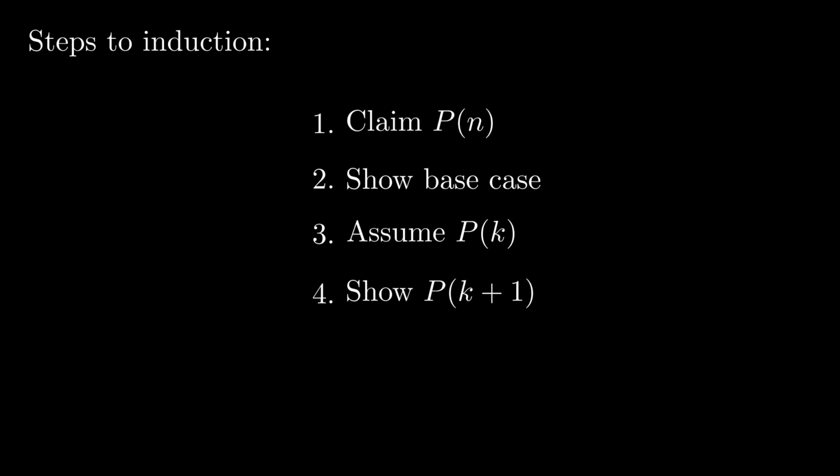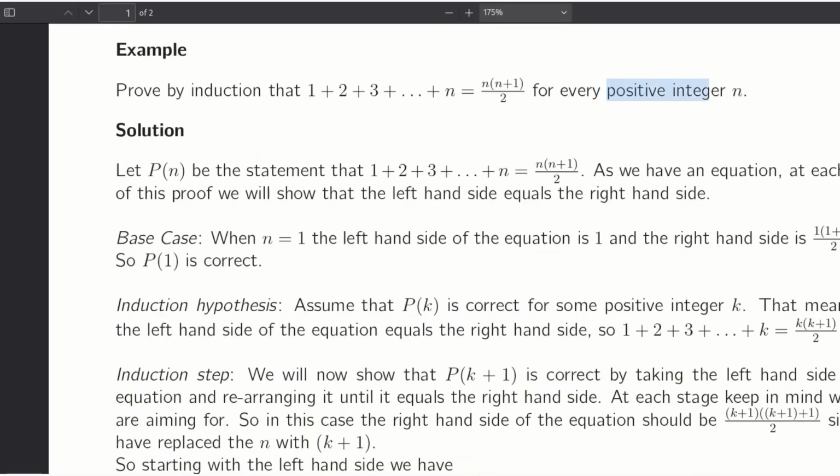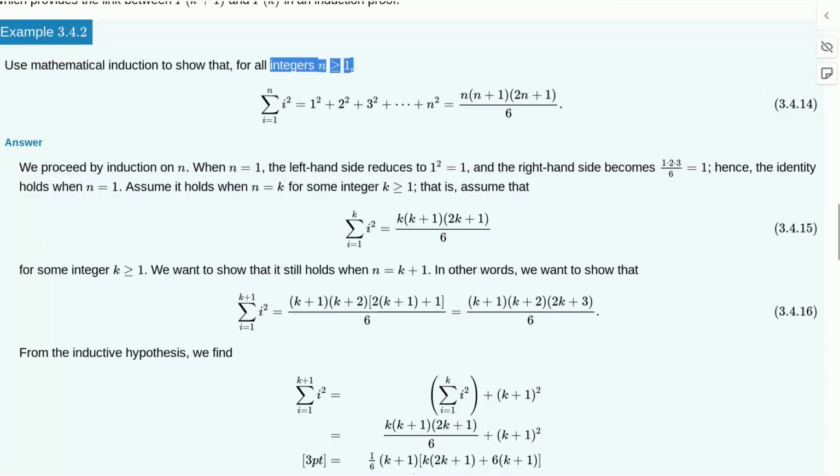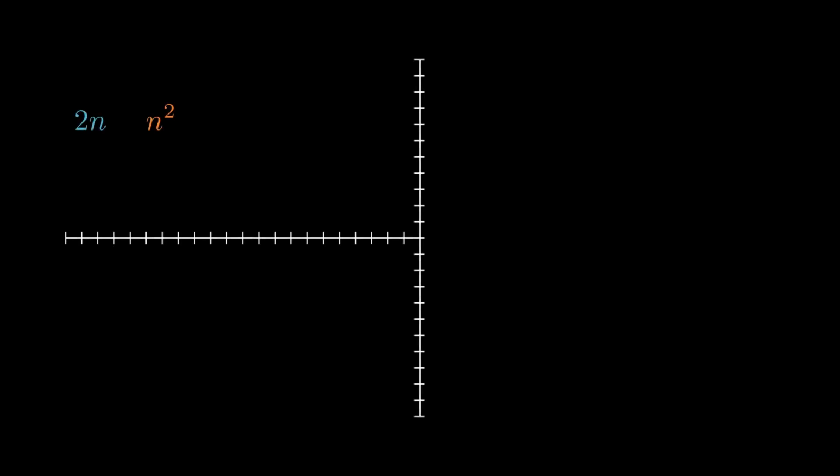Can we show that P of k minus 1 is true? Feel free to pause and take a moment to think about if this is possible. If we can do this, then we can prove that statements involving the negative numbers are true. Much to my demise, I couldn't find any proofs by induction online involving the negative numbers. So, I've come up with a fairly simple one that involves the sequences 2n and n squared.